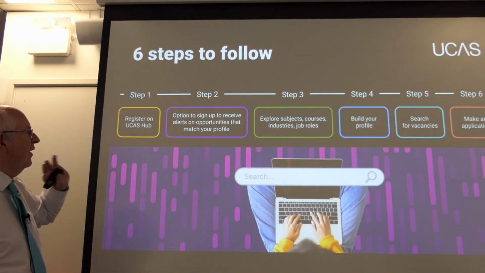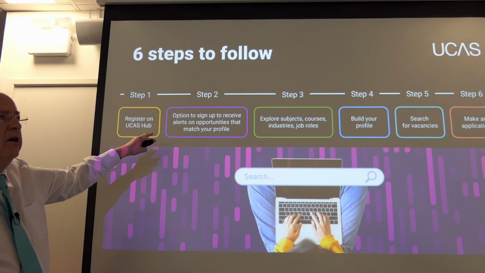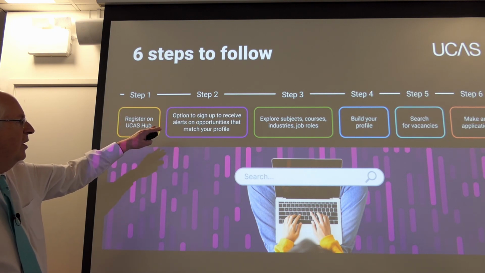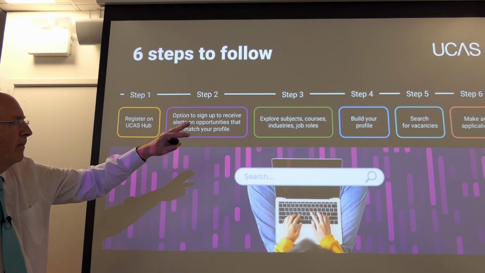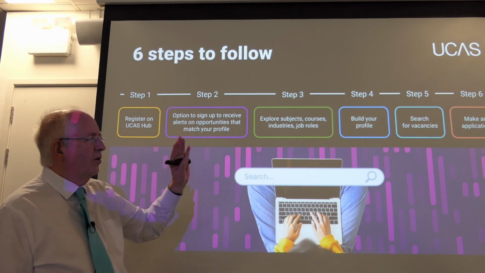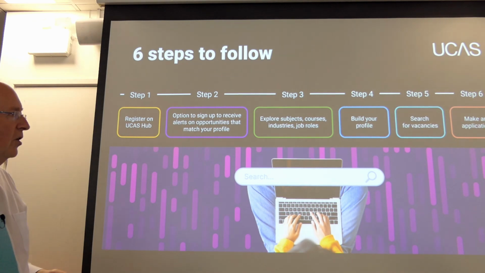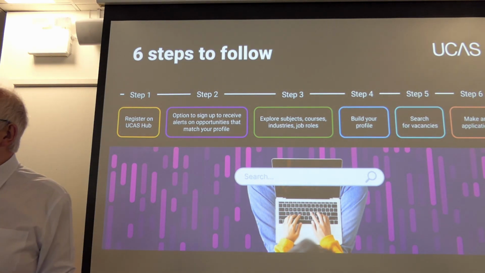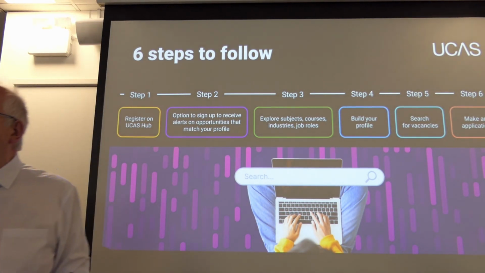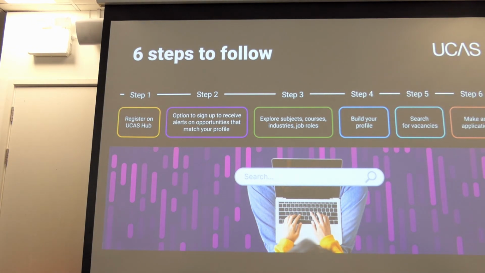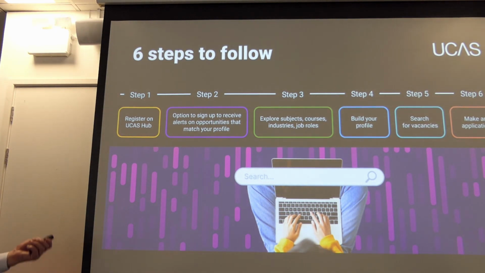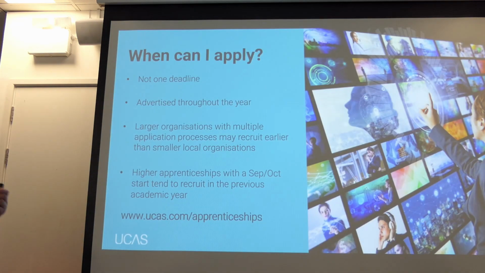So you register on the Hub. You have this option tile where you can sign up for apprenticeships, you can explore, you can build your profile, you can search for vacancies, and from September you will be able to make your application, and the data can be transferred straight across from UCAS to the potential employer. That's the alternative route, and it works very well.